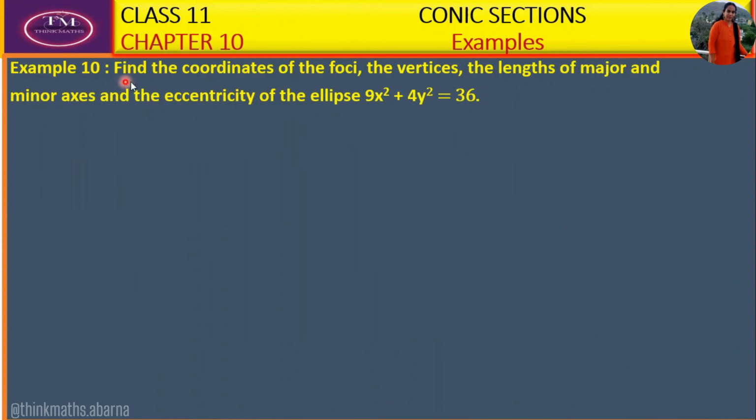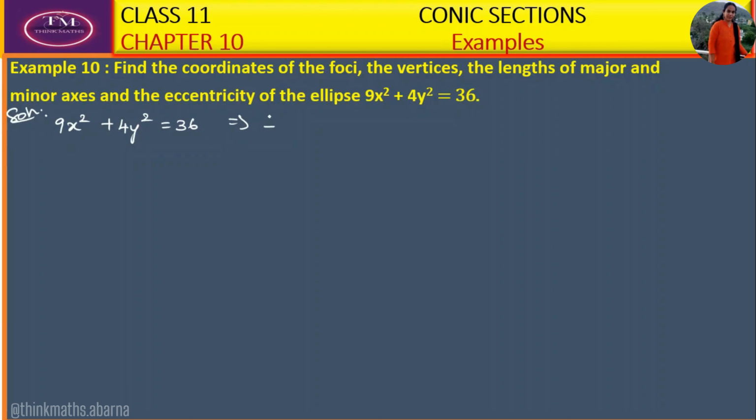10th one. Find the coordinate of the focus, vertices, length of major axis and minor axis, and eccentricity of the ellipse 9x square plus 4y square equal to 36. So what is given? It is given that 9x square plus 4y square equal to 36. We want x square by some value plus y square by some value equal to 1.